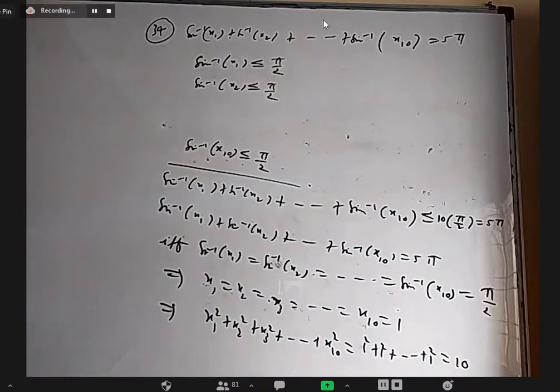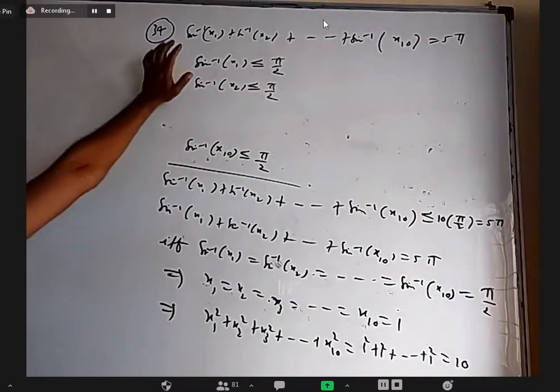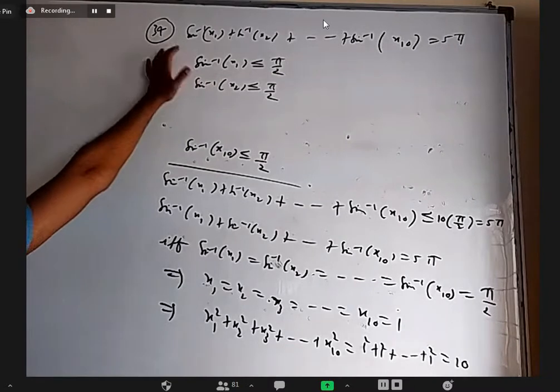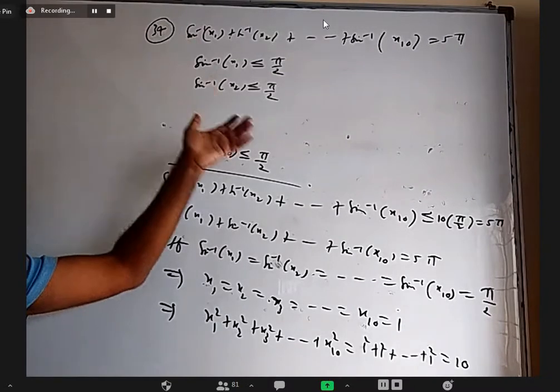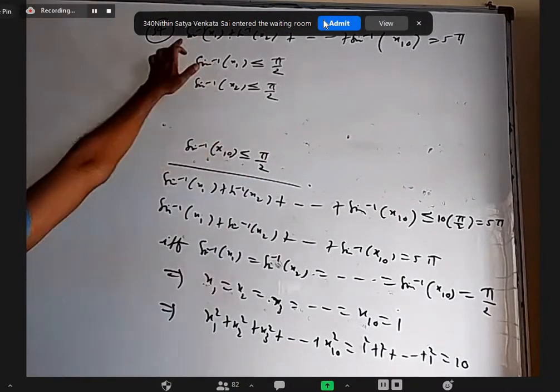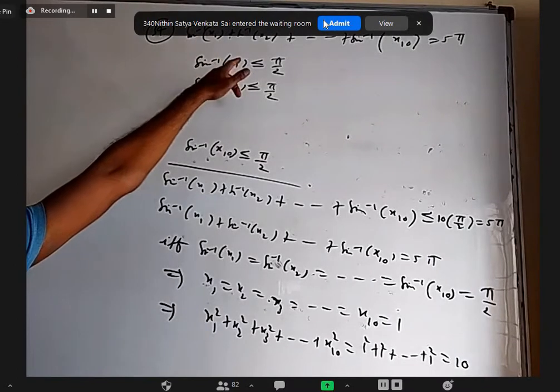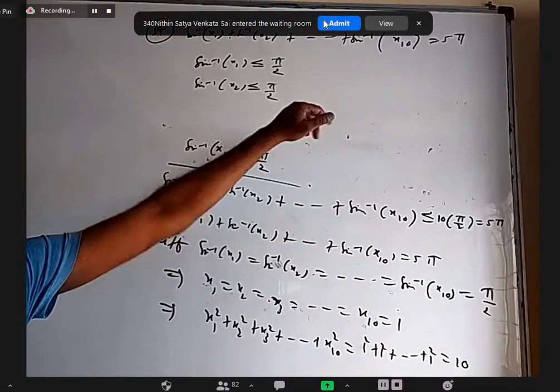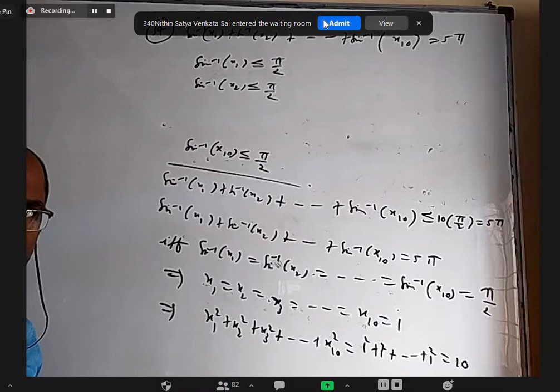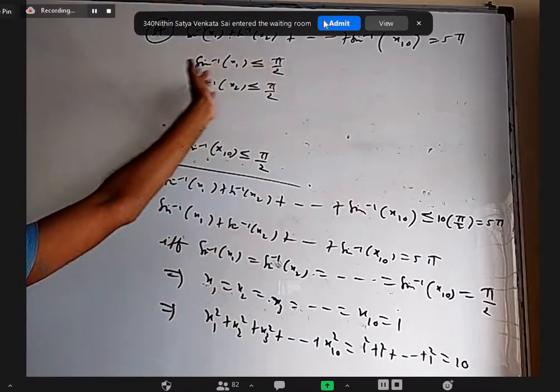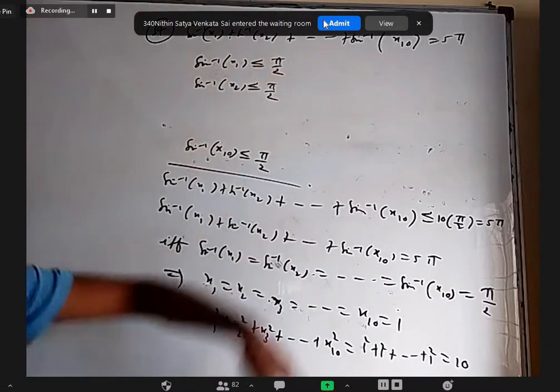Once again explain from the starting, sir. I'm saying sin inverse x is defined when x is between minus 1 to 1, but the answer of sin inverse x will be between minus pi by 2 to pi by 2. The maximum value of this is pi by 2, the maximum value of this is pi by 2, the maximum value of this is pi by 2. The total LHS maximum value is 10 times pi by 2.